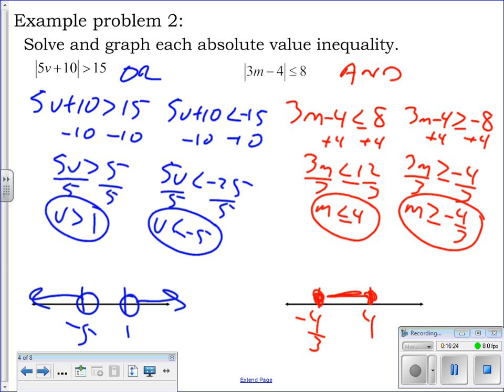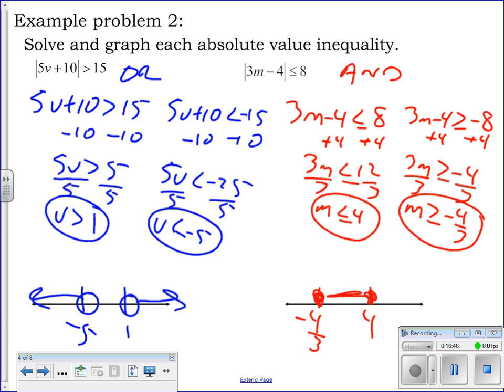If you are not sure if you got it right, there's an easy thing to do. Pick a point and test it. Pick a point in here between the unused space, between 1 and negative 5. What's the easiest point to test between 1 and negative 5?